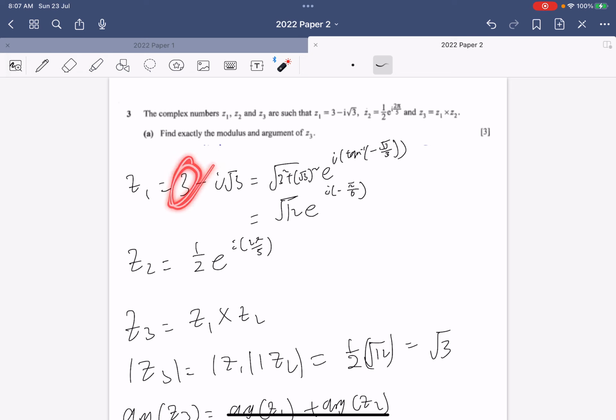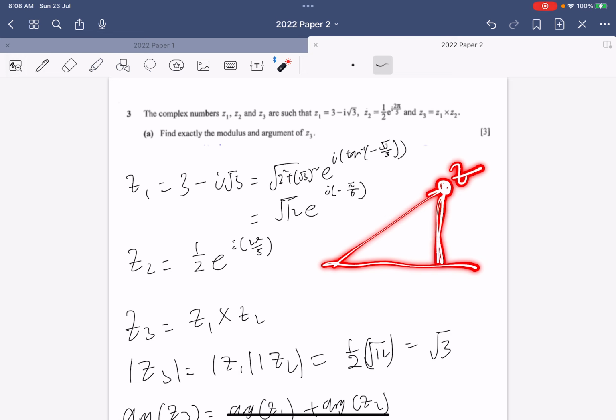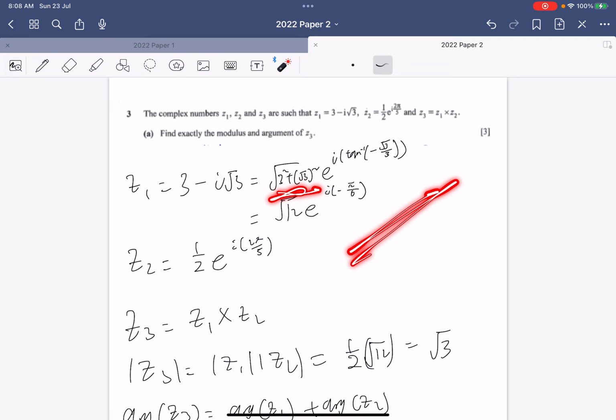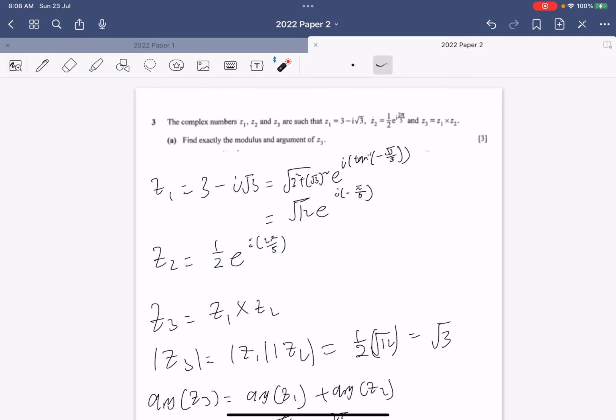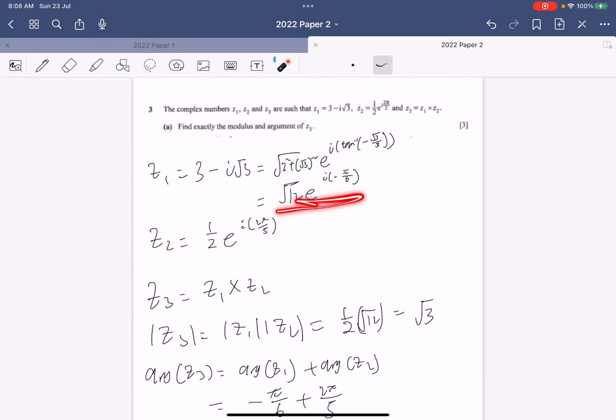divided by 3. Because you must imagine the z is like that, then this is the y, this is the x. That's why the modulus, the length, will be Pythagoras theorem, and then the angle it makes will be tangent inverse opposite over adjacent.